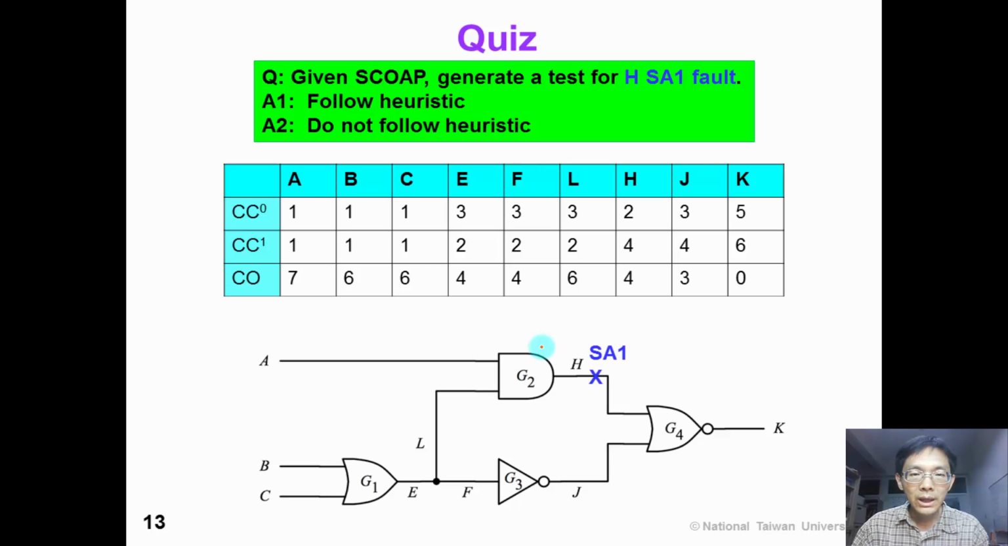Now it's quiz time again. Given this circuit and the corresponding SCOAP testability measure, please generate a test for H stuck-at-1. Please do it twice. The first time, we follow the PODEM heuristic. The second time, don't follow the PODEM heuristic. Let's see what's the difference. Now please pause your video and give it a try.